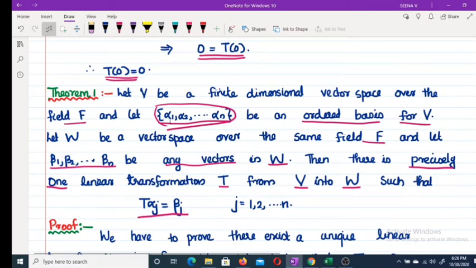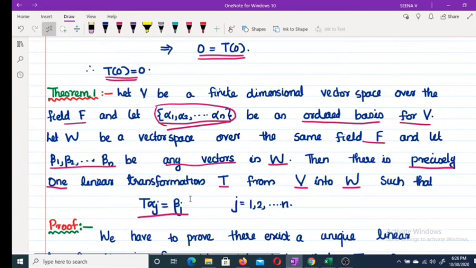Clear? Here you must note alpha 1, alpha 2, etc., alpha n must be an ordered basis. Betas are any vectors in W. Then the theorem says that there exists a unique linear transformation T from V to W which satisfies this condition.